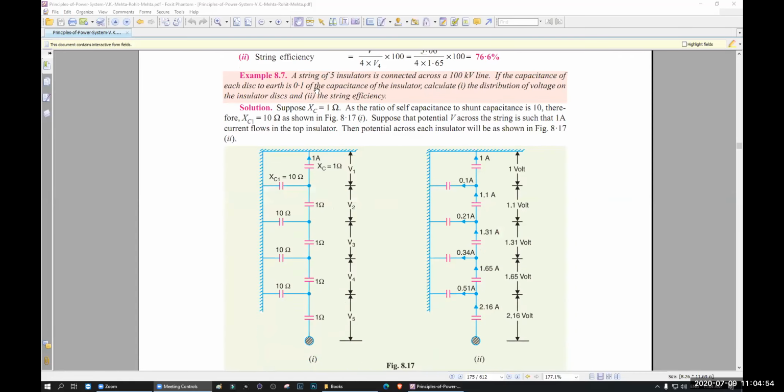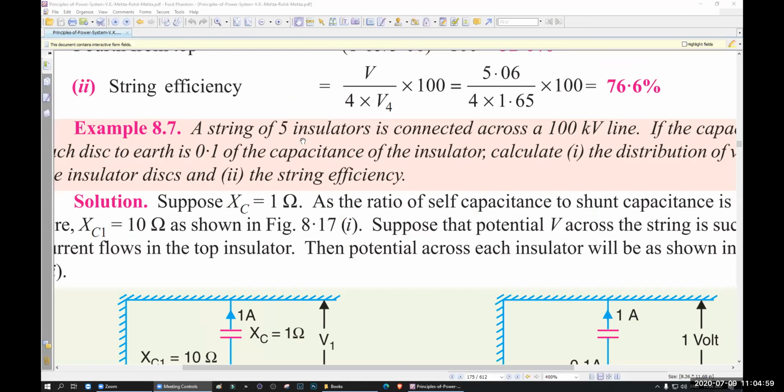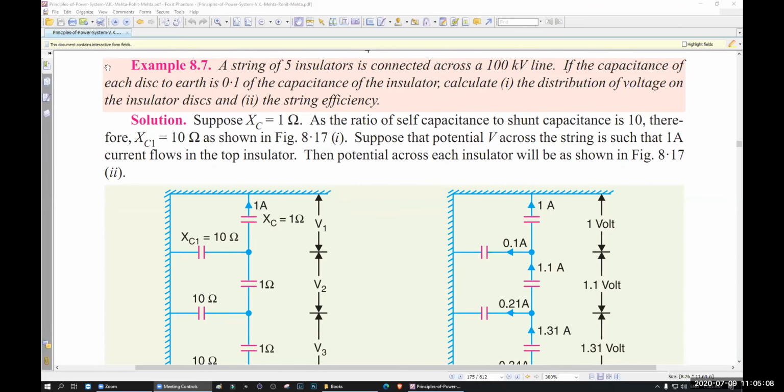Now here, they said a string of 5 insulators is connected across a 10 kilovolt line. Now the voltage is given. If the capacitance of each disk to earth is 0.1 of the capacitance of the insulator, that means C1 is equal to 0.1 C, right? So that is the value of K, 10 times. So if this is 1, this should be 10.